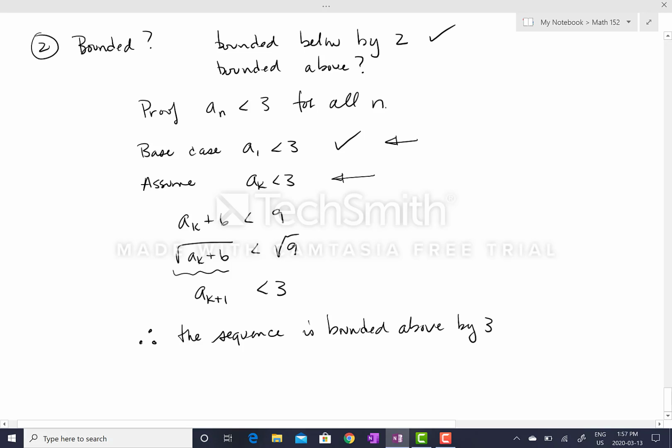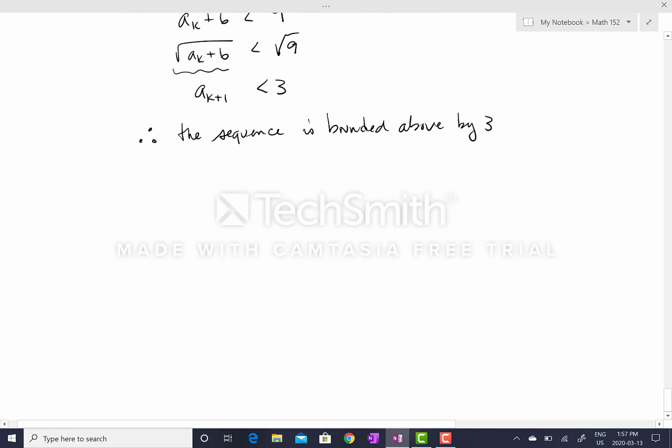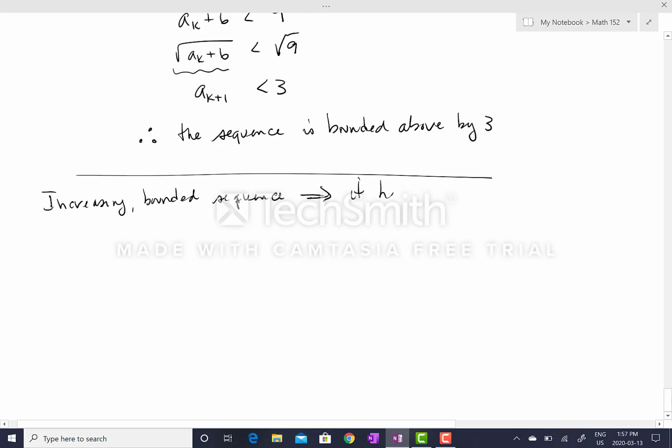A bunch of work, maybe possibly a new idea on how to prove things via induction. So, what do I have now? I have an increasing, bounded sequence. Good news. It has a limit. So let's now see if we can figure out what that limit might be.